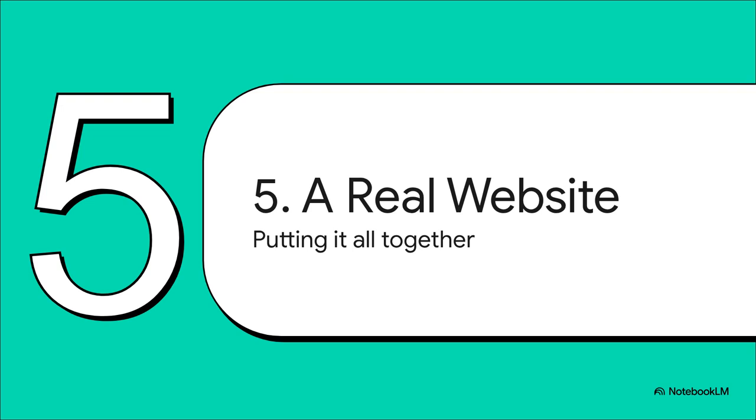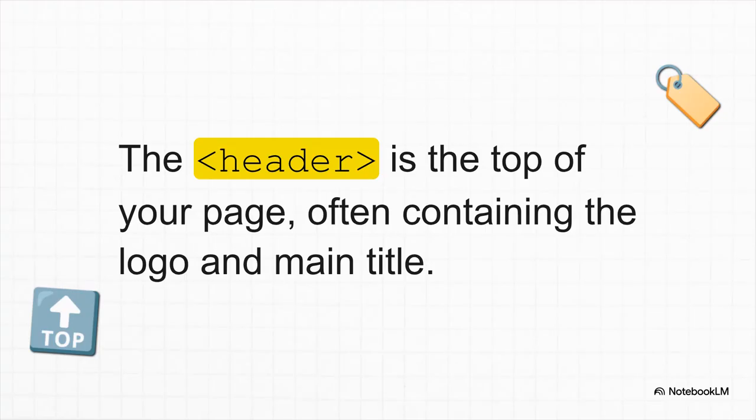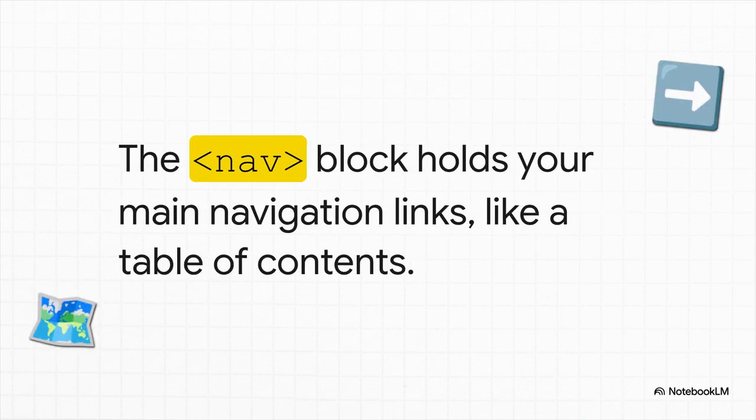Okay, let's put all these awesome semantic pieces together. Let's see how they form the actual blueprint for pretty much any modern website you visit every day. Right at the tippy top, you've got your header. And this isn't just for a single heading. Think of it more like the masthead of your page. It's usually where you'll find the site's logo, the main title, that kind of stuff. And nestled inside that header, you'll almost always find a nav tag. This is a special block reserved just for your main navigation. You know, the main menu that links you to all the most important pages on the site.